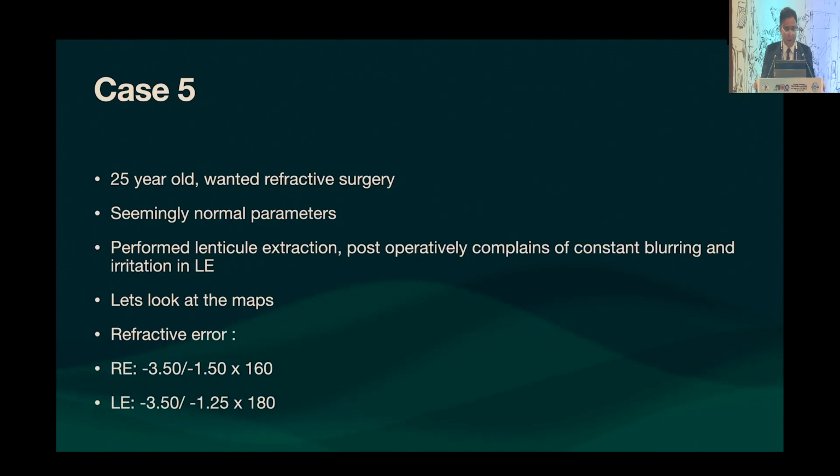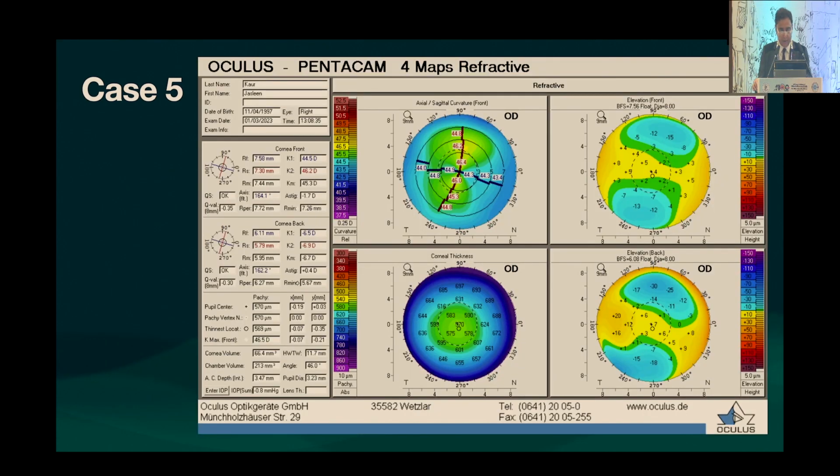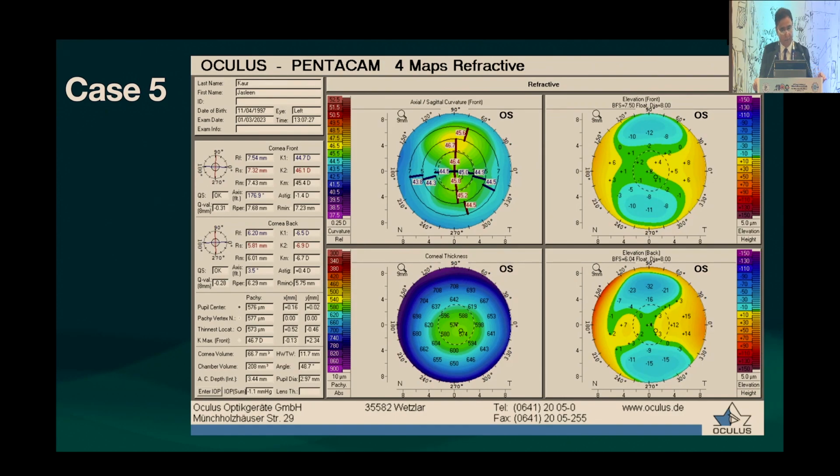Case number 5, 25-year-old. Now this is interesting, and I would like all the panelists, including Pooja, to look at it. That 25-year-old wanted refractive surgery, minus 3.5, minus 1.5. Everything else is normal. And this is the pre-op pachymetry and the 4 map, which is looking very good. And this is the other eye. So I did lenticule surgery for this, and the patient was extremely happy with one eye and unhappy with one eye. Okay? Unfortunately, I don't have the Pentacam report, but I'll show you something very interesting.